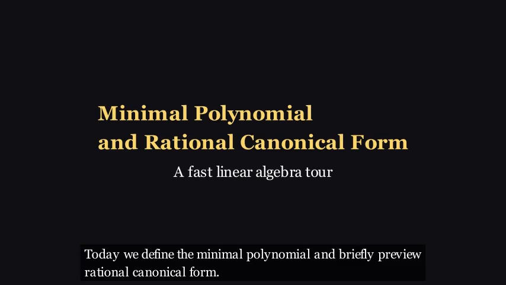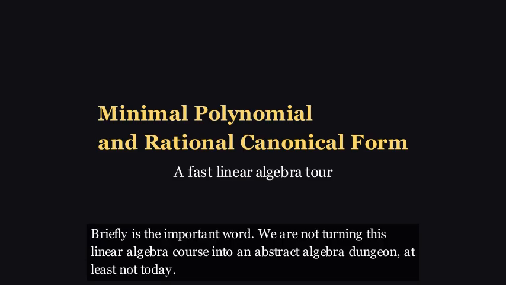Today we define the minimal polynomial and briefly preview rational canonical form. Briefly is the important word. We are not turning this linear algebra course into an abstract algebra dungeon. At least not today.